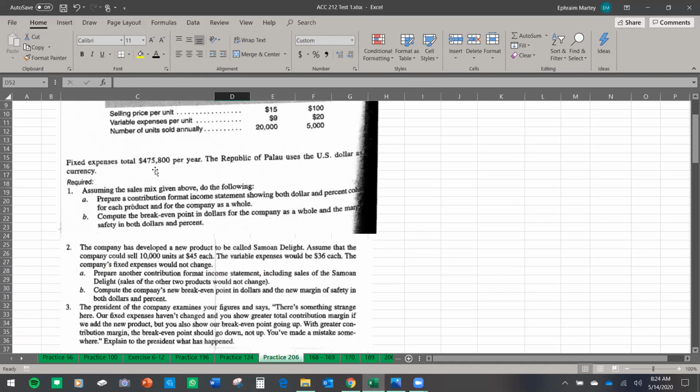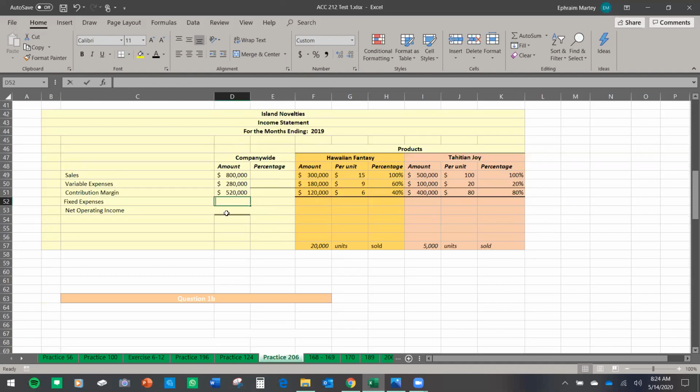475,800 right here, fixed expenses. So 475,800, that is our fixed expense. So our net operating income will be contribution margin minus fixed expense. Okay, so then we have our net operating income as 44,200, but we need to find the percentage for this.